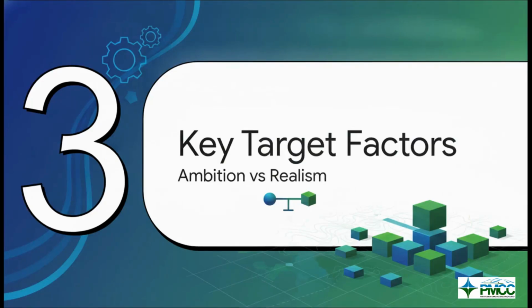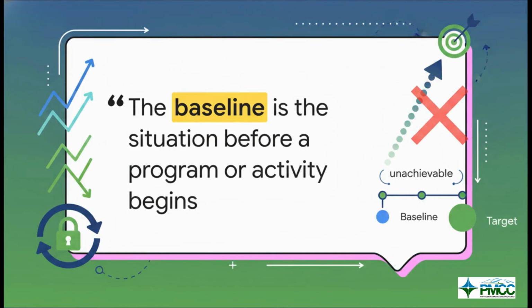Next up is Section 3, Key Target Setting Factors. This is all about balancing ambition with realism. Because, as we all know, development work isn't just simple addition on a whiteboard. Taking your baseline seriously is absolutely crucial. It's the very first factor in target setting.